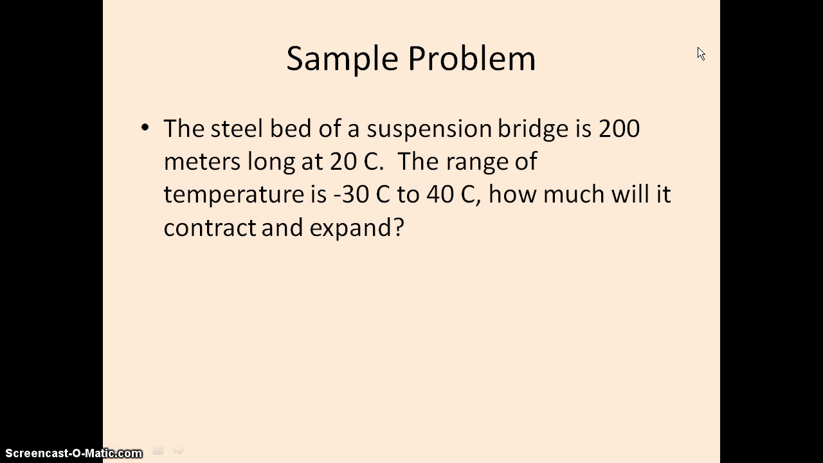To do a sample problem, the steel bed of a suspension bridge is 200 meters long at 20 degrees Celsius, my fault for not having units. The range of temperatures is negative 30 degrees Celsius to 40 degrees Celsius over the course of the year. How much will that bridge expand and contract? So grab a piece of paper, open your book to page 358 so you can take a look at that table of coefficient of expansion. Hit pause, give that a shot, and then I'll run through the calculation on the next page. So hit pause.